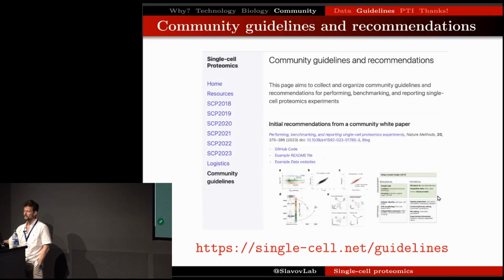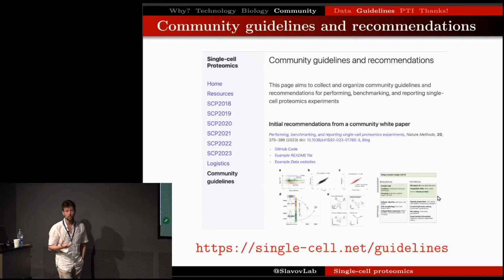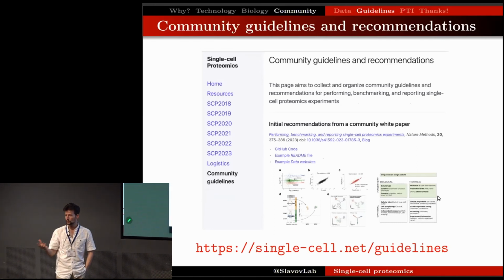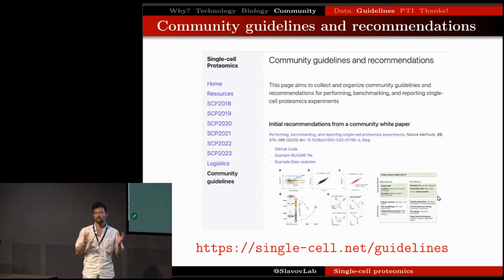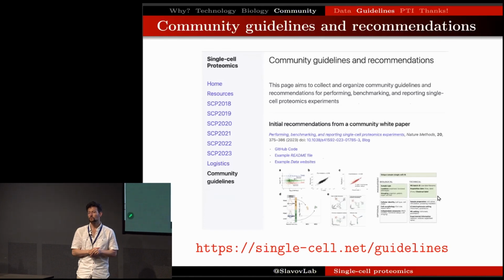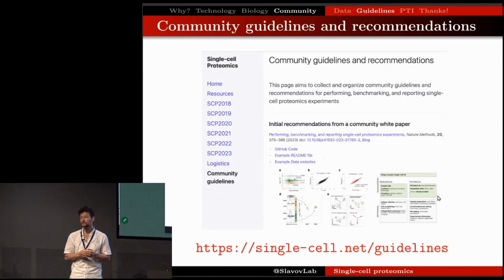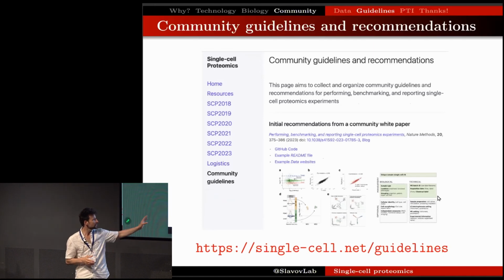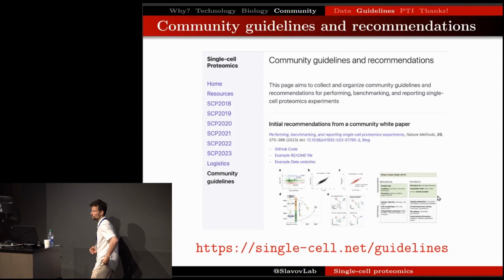All of our data can be accessed from this website. And we also worked as a community. Jorgen Cox was part of this effort in developing an initial set of guidelines for performing benchmarking and reporting single-cell proteomics experiments that can be found from this website, also an article published in Nature Methods. And this initial set of guidelines is just that, initial set. So as you go about acquiring data and having new thoughts and ideas, we welcome your contributions so that we can enrich the next generation of guidelines with our experiences and with your experiences.